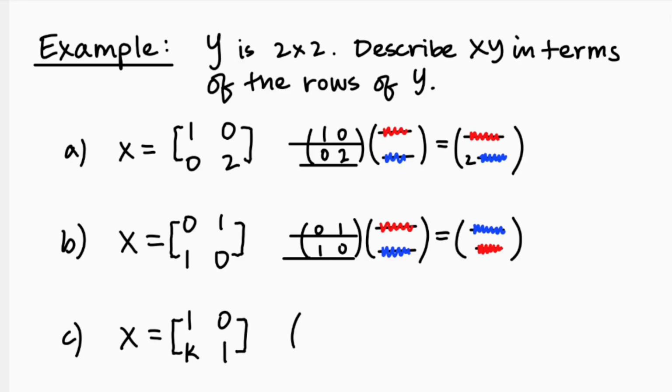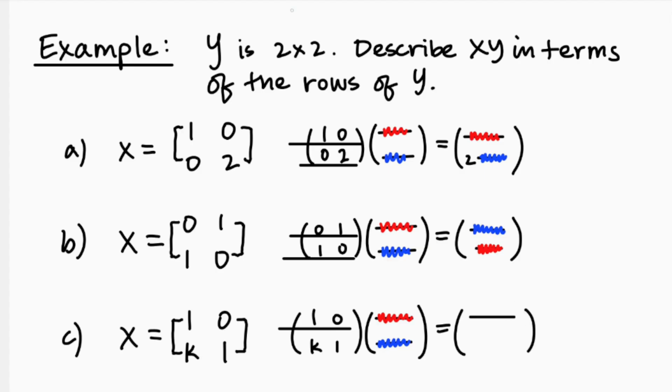And then the last one, okay, [1, 0; k, 1]. Okay, that's interesting. Multiplied by a red and a blue, pardon me. First row of the product is just going to be 1 of the red row, none of the blue row, so that'll be easy enough. My product is going to be k copies of the red row added to the blue row. So I'm going to have the blue row, and I'm going to add k of the red row.